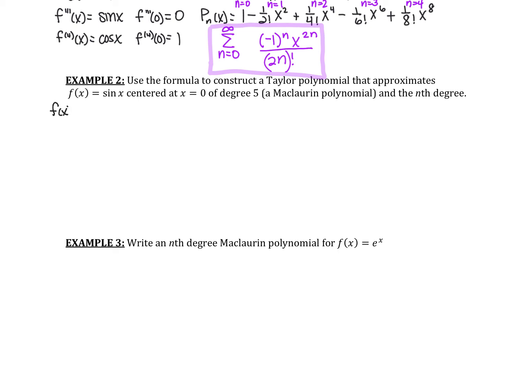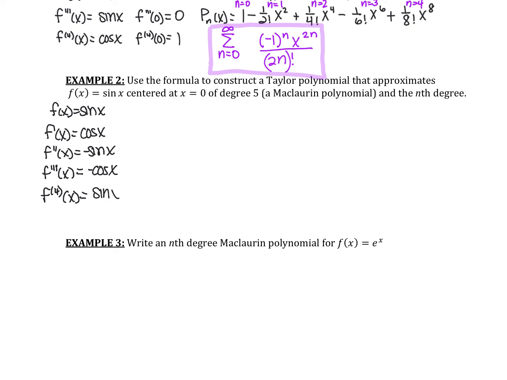So we're going to start with f of x equals the sine of x. And I'm going to start taking derivatives. So first derivative is the cosine of x. Second derivative is negative sine of x. Third derivative is negative cos x. Fourth derivative is sine of x. We asked for a 5th degree, so I'm going to keep going to get cos x. And now I'm going to evaluate each of those at the center. So f of 0, f prime of 0, f double prime of 0.